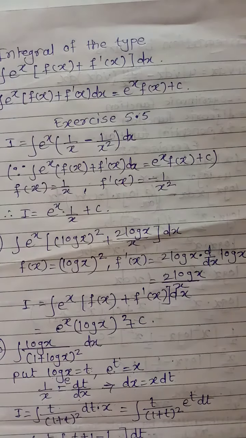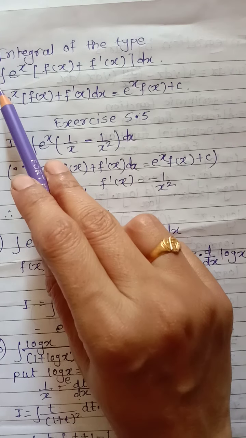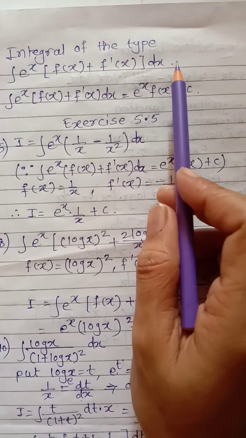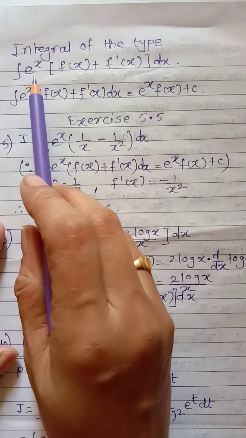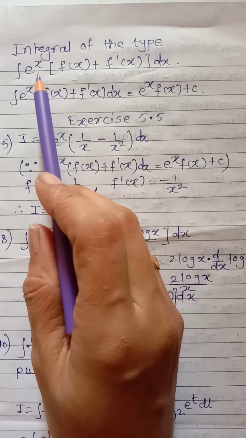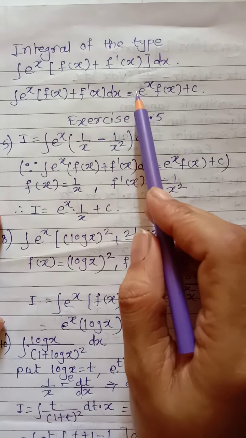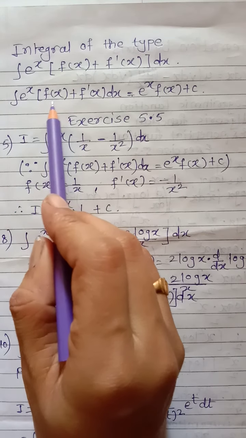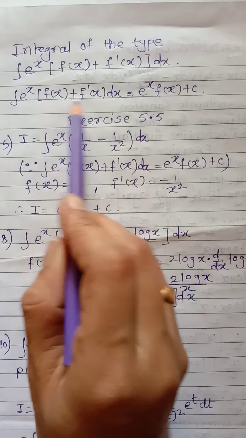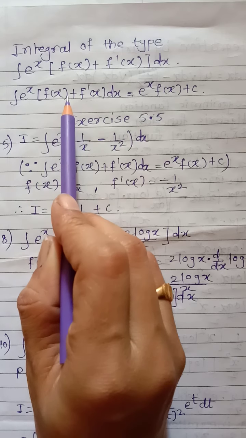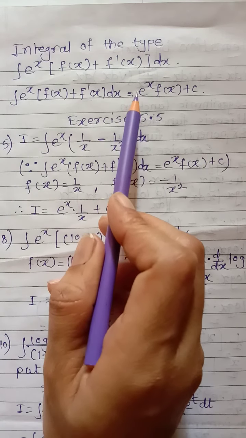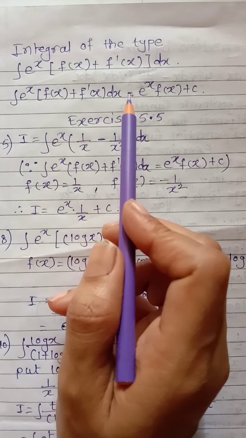Now go to our second type. Your second type is what? Integral of the type integration of e^x (f of x plus f dash x) into dx. Okay. Now in this case, suppose your question is asked in this form, then your formula is what? e^x into f of x plus c. See, f of x plus the derivative of this f of x. If there is f of x plus its derivative, and e^x, then your answer is directly e^x into f of x plus c.